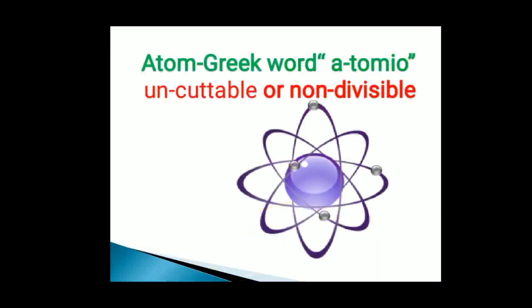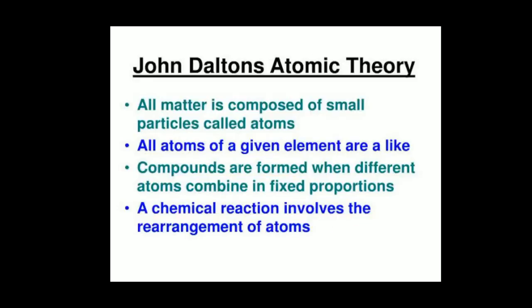The word atom is derived from the Greek word atomio, which means uncuttable or non-divisible. If we look into the history of the atom, in 1805, John Dalton proposed an atomic theory. According to him, matter consists of indivisible atoms. So the same thing was also proposed by the Greek philosophers.